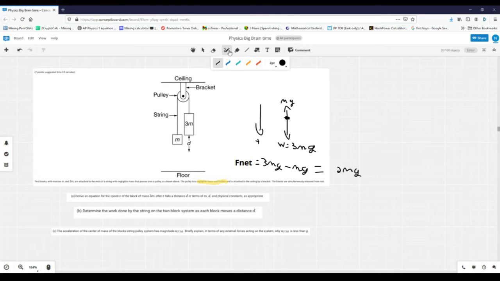Wait, I'm sorry. My computer died, so it cut me off in the middle of your explanation. But all we did was write FNet, which is equal to 3mg minus mg, which is 2mg, because we define downward as positive.